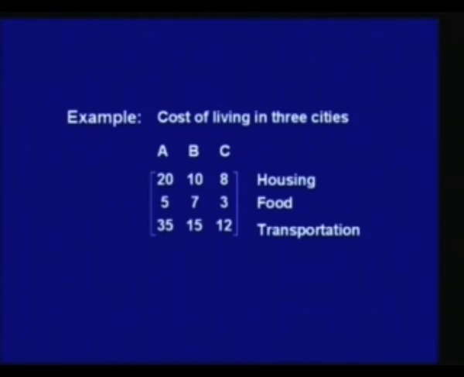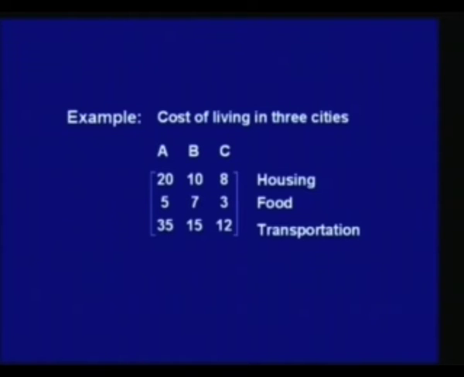Similarly, the third row represents the transportation cost in 3 different cities A, B and C. 35 is the transportation cost in city A, 15 is the transportation cost in city B and 12 is the transportation cost in city C. So, rows represent different costs, housing, food and transportation, and columns represent cities. First column represents 3 costs, housing, food and transportation in city A. Second column represents housing, food and transportation cost in city B, and third column represents housing, food and transportation cost in city C.